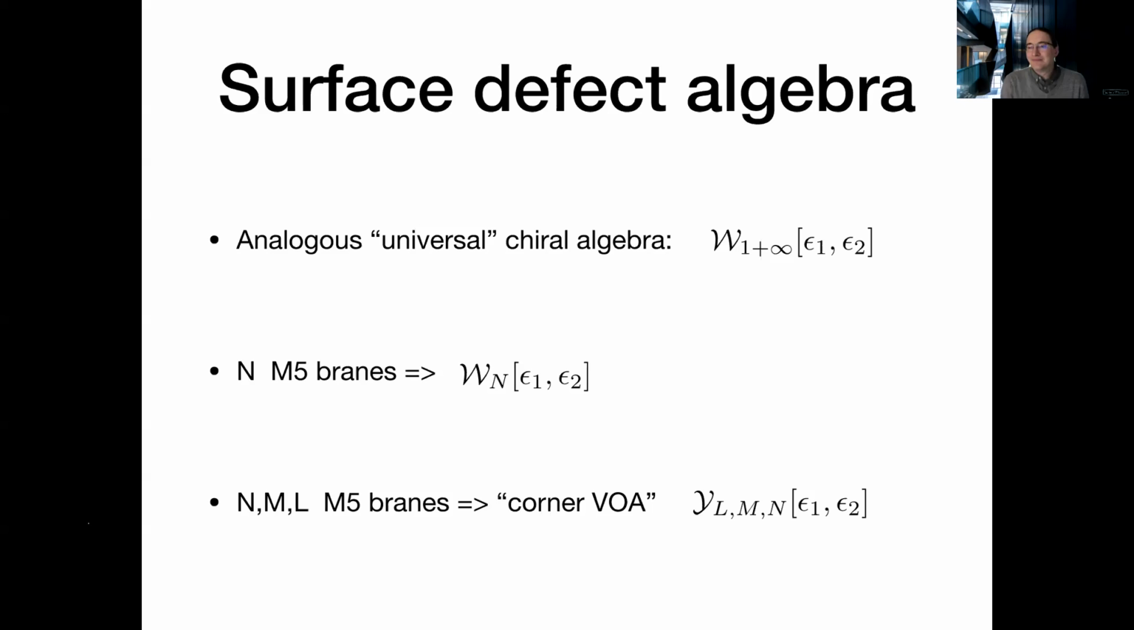So for example, if I have a stack of N M5 branes, essentially by AGT, we know that turning on an Omega deformation on two planes produces a W_N algebra. And as I just said, W_N algebras are a truncation of W_{1+∞}. So that's a nice consistency check.